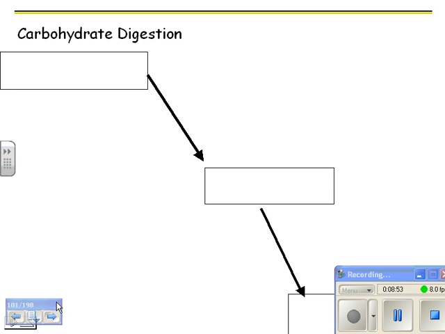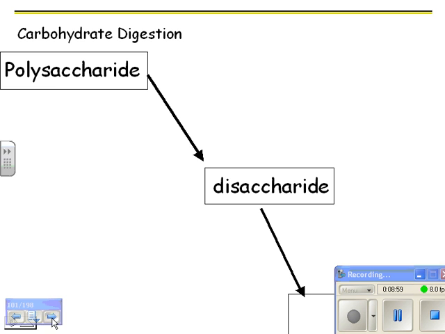Okay, so here's a summarizer. You need to go back to page 2 to do this one. And so you already have polysaccharide broken into disaccharides, which are broken into monosaccharides. That should already be part of your notes. So now what I want you to add in is right here, what are the enzymes that break these things down? So the enzyme that breaks down polysaccharides actually starts in the mouth. It's amylase. So salivary amylase in the mouth.